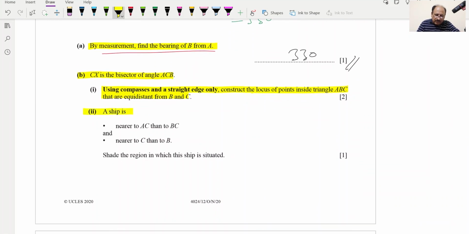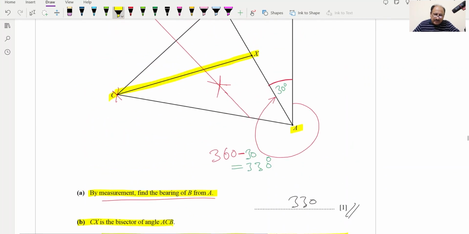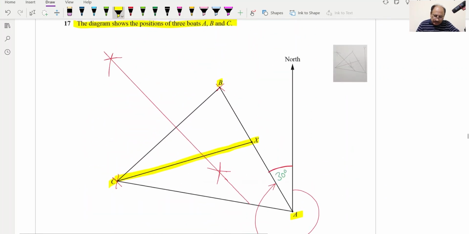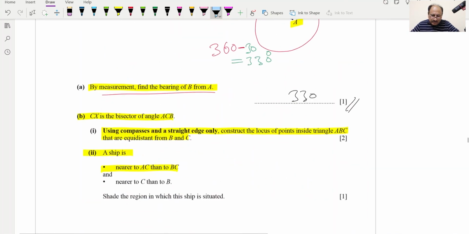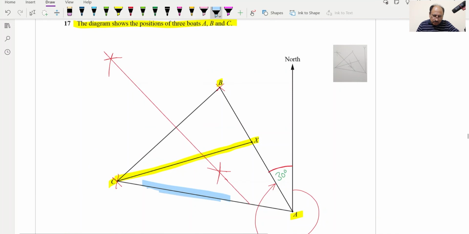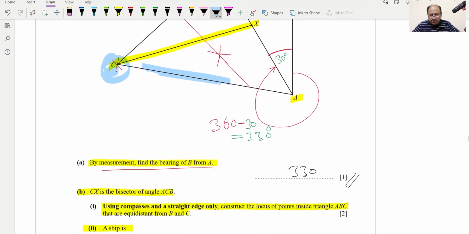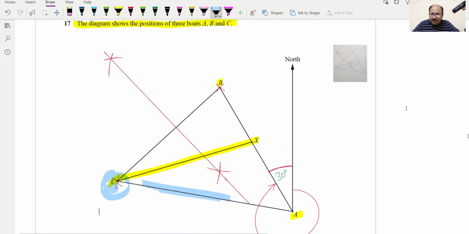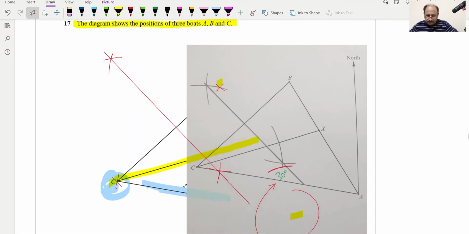And second part, a ship is nearer to AC than BC. AC is this side, so closer to this side than BC, and nearer to C than B. So nearer to this side than B. So we'll have to shade the respective portion. So what I will do, I will enlarge the drawing which I have made for your explanation.